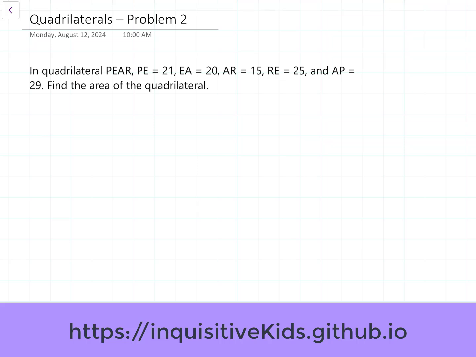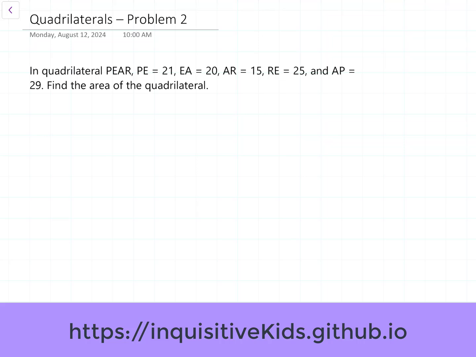As you can see in this problem, there is no picture given, and it only gives us some side lengths, and we know that it is a quadrilateral. Other than that, we don't know what the quadrilateral looks like, what its angles are, and so on. So there's a lot that is missing from the problem. Here's how we can solve it.